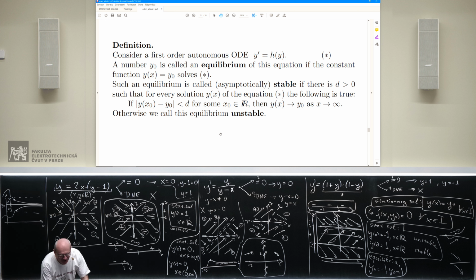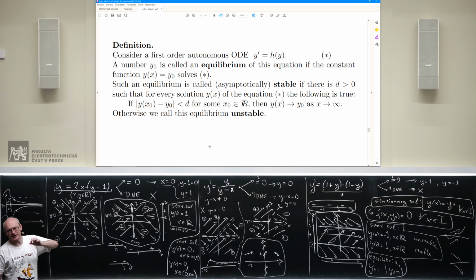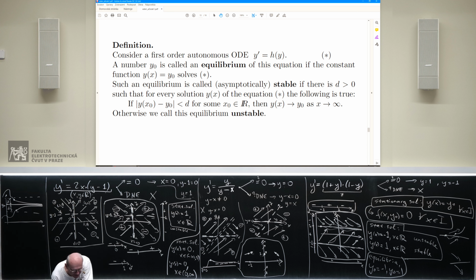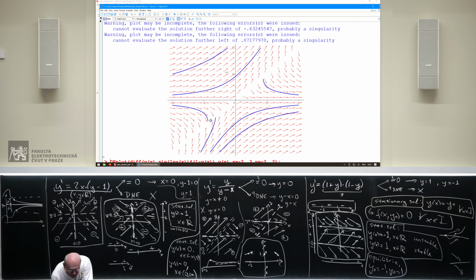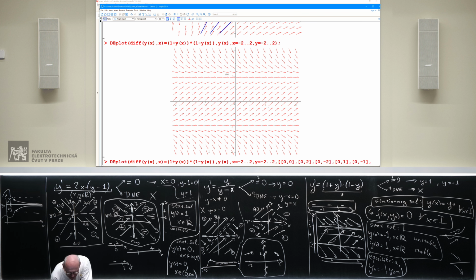Before we move on, I still owe you one. I've been showing you slope fields, at least the way Maple sees them, for these first two problems. And I also asked Maple about the third one, which is autonomous and interesting. So let's see whether Maple agrees with us.